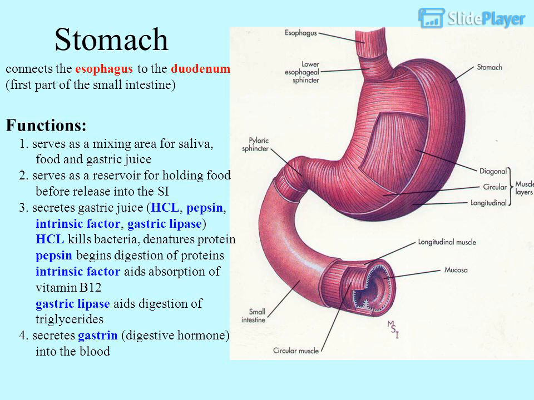intrinsic factor, gastric lipase. HCl kills bacteria and denatures protein. Pepsin begins digestion of proteins. Intrinsic factor aids absorption of vitamin B12. Gastric lipase aids digestion of triglycerides. 4. Secretes gastrin, a digestive hormone, into the blood.